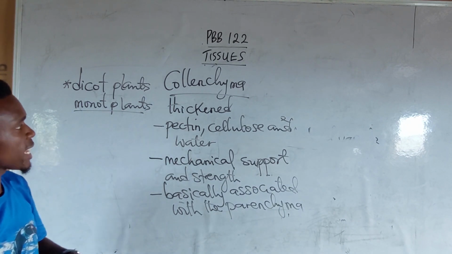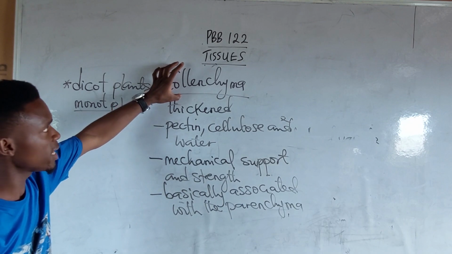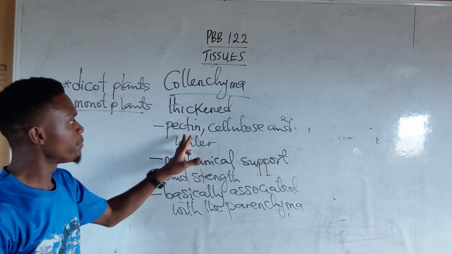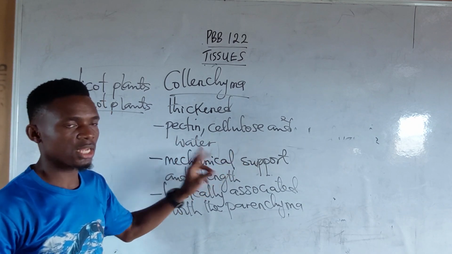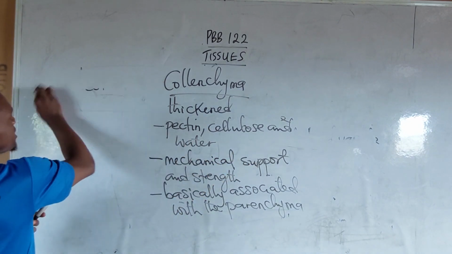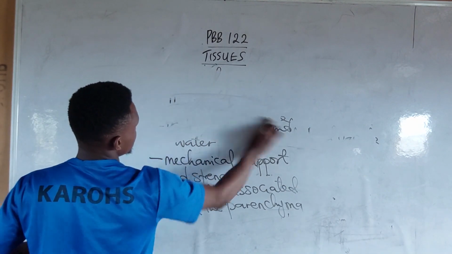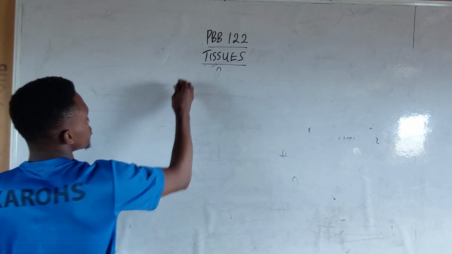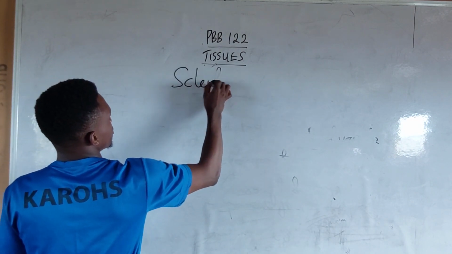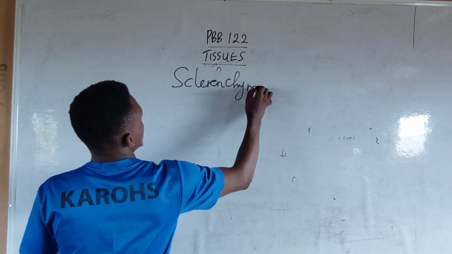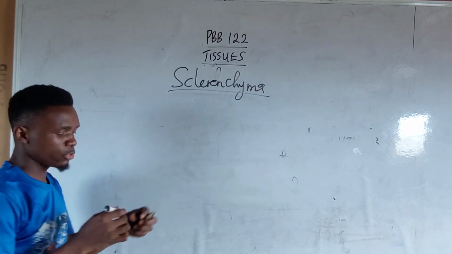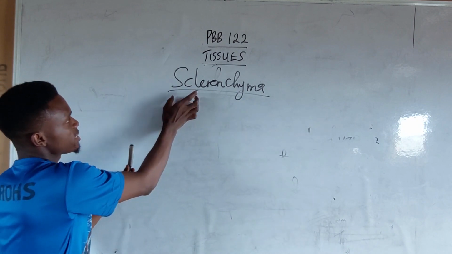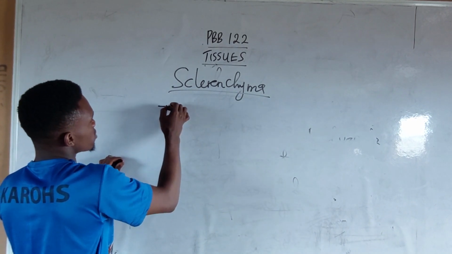So that is all about the collenchyma. I said that the walls of the collenchyma are hardened by pectin, cellulose and water. Take note of that. The last one is the sclerenchyma. What does the sclerenchyma do? Now, on a broad note, the sclerenchyma provides what?